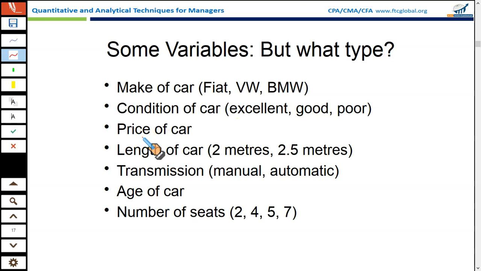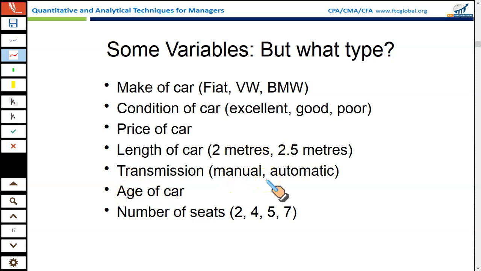Price of car. What do you think? Yes, continuous. The reason: price can vary continuously over a range and can be as little as $10,000 to as high as $5 million for a custom built car. Yes. Length of a car, 2 meters, 2.5 meters. Again, it's continuous because even though we have been given these two, length is a measurement that can theoretically take any value within a range, so making it a continuous variable.